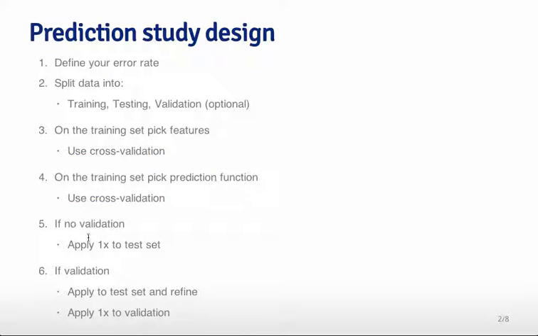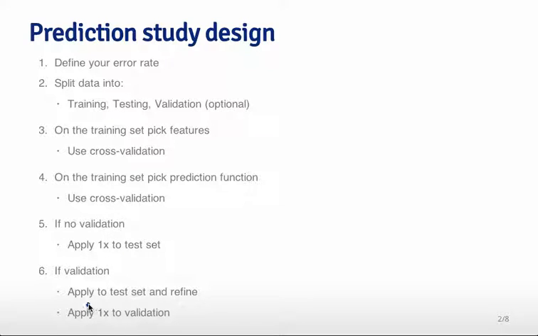If there's no validation set, then we apply the best model that we have to our test set exactly one time. And so why do we only apply it one time? If we apply multiple models to our testing set and pick the best one, then we're using the test set in some sense to train the model. In other words, we're still getting an optimistic view of what the error would be on a completely new data set. So you should apply the prediction model to the test set exactly one time.